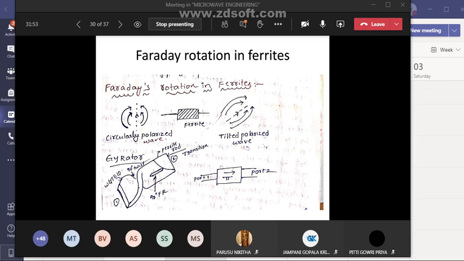The circularly polarized wave is passing through a ferrite rod. Due to the strong magnetic field, it's tilted in the clockwise direction. So the axis of polarization gets tilted in the clockwise direction. The amount of tilt depends on the shape of the ferrite rod, the material of the ferrite rod and the strength of the magnetic field. So that is the principle of Faraday's rotation.